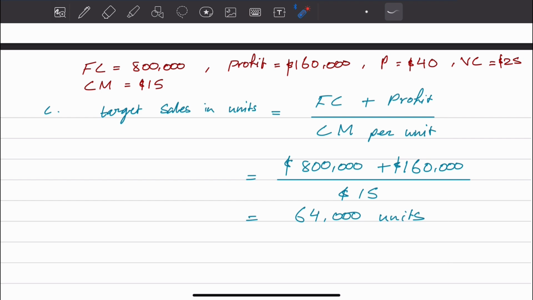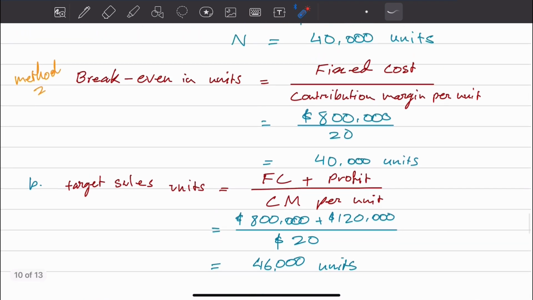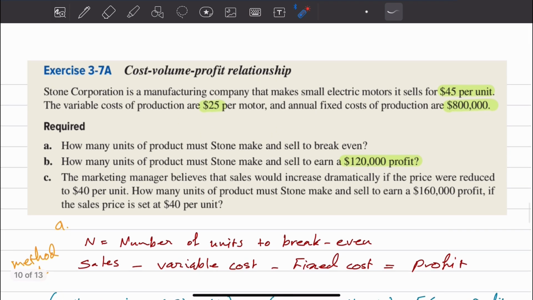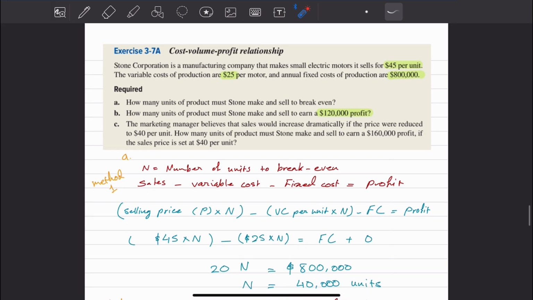That's it for this exercise. This is how you can solve exercise 3-7A.